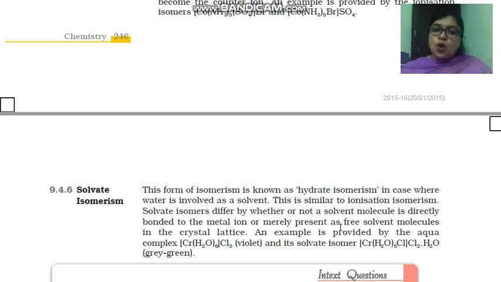So this is all about solvate isomerism, children. Please go through all of this and write down proper notes of all these in your copy.